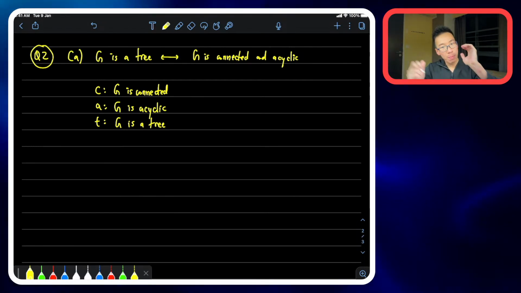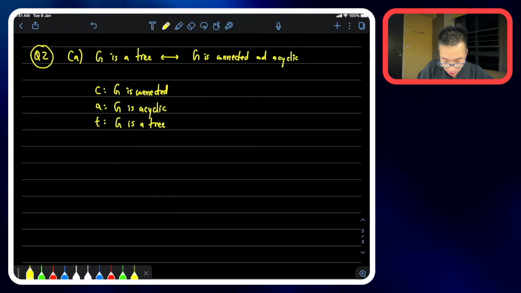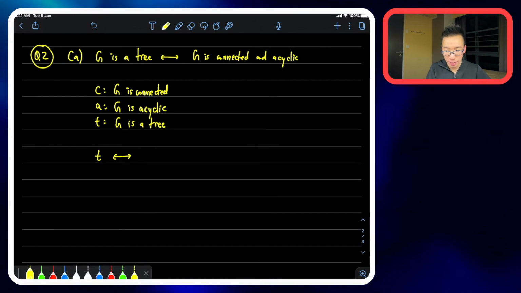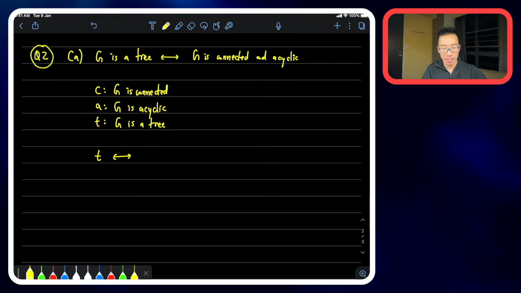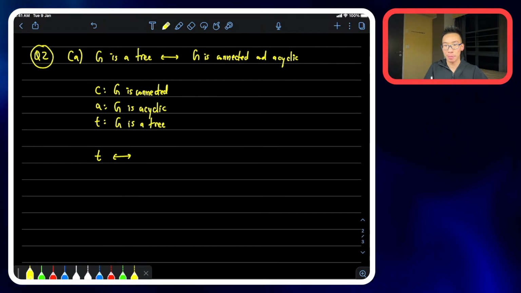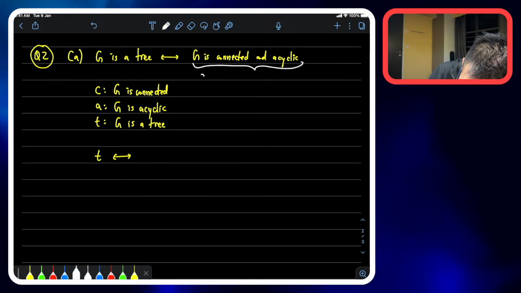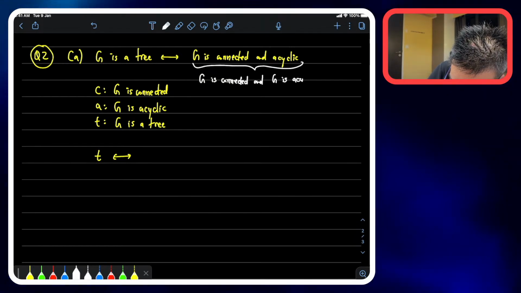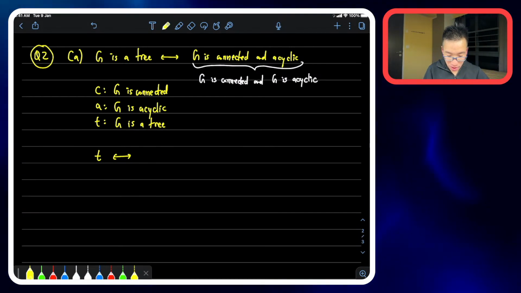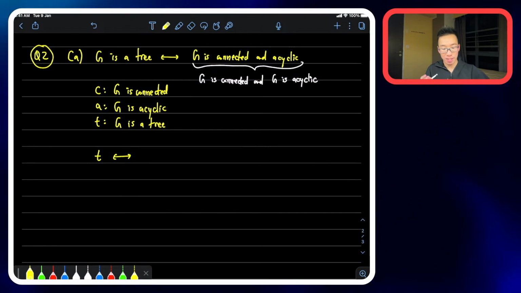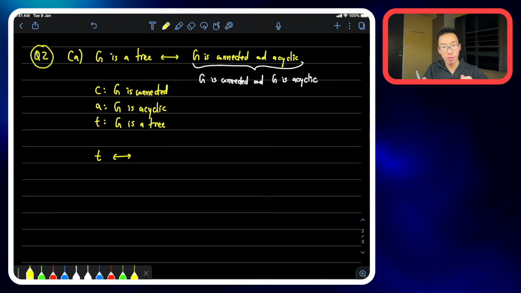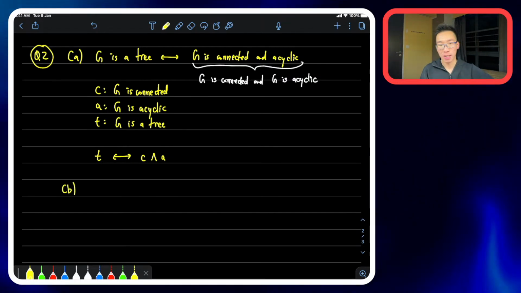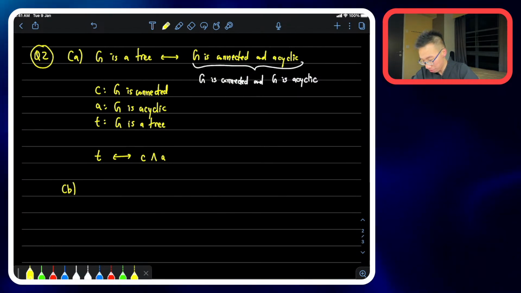We will need to use symbols to express this idea. So what do we have here? Well, we have G is a tree precisely when G is connected and acyclic. And what it means for G to be connected and acyclic is that G is connected and G is acyclic. So we can decompose this to mean G is connected and G is acyclic. And what that tells us is that we can use A and C to abbreviate the right hand side. So that is the first one in terms of if and only if.